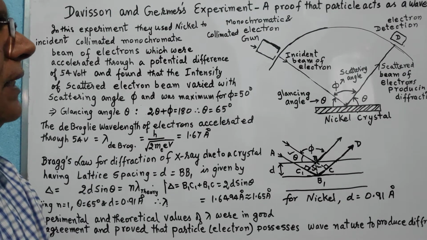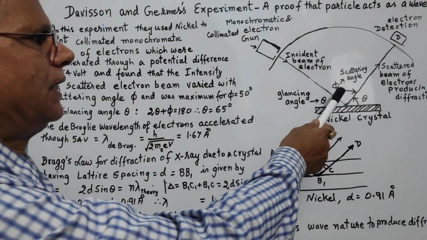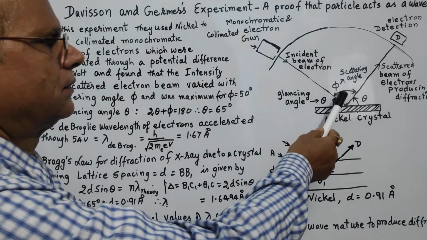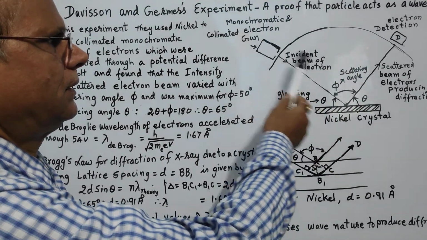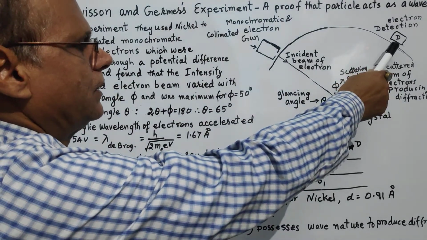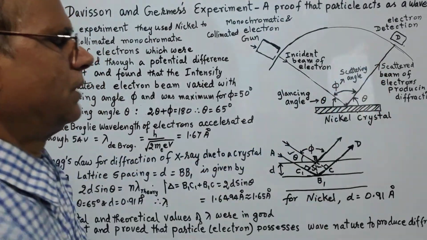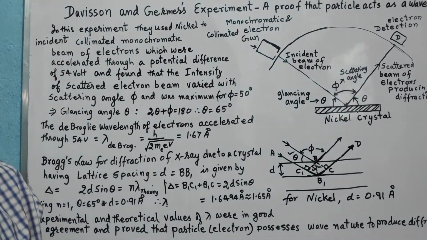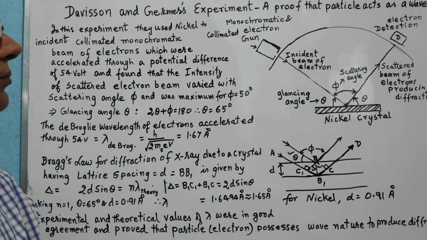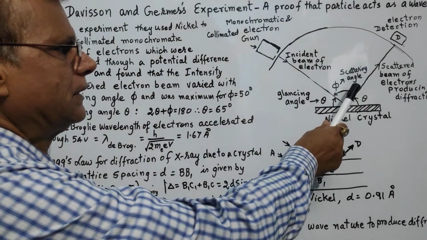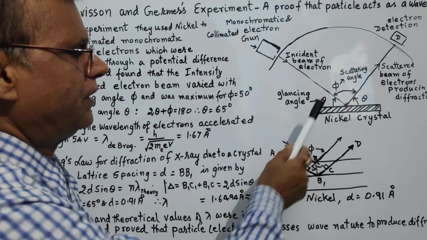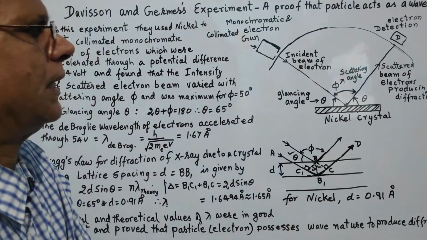And they found that for a particular scattering angle, 50 degree, the intensity of scattered electrons was found to be maximum, and for all other angles this intensity was reduced. Corresponding to this scattering angle, the angle the beam makes with the surface of nickel is known as the glancing angle.